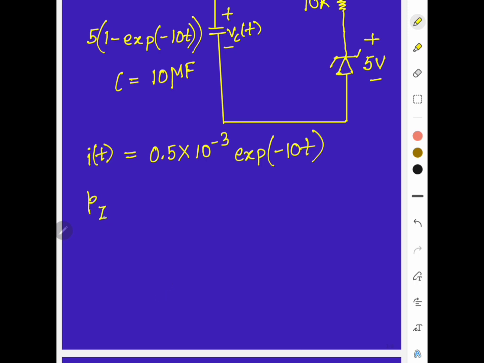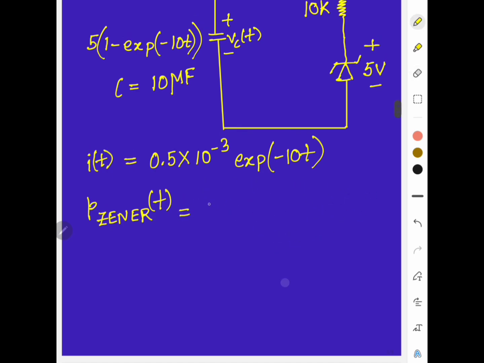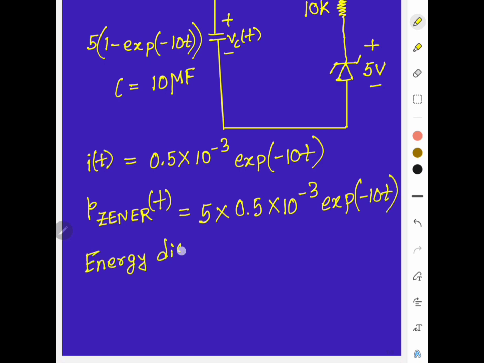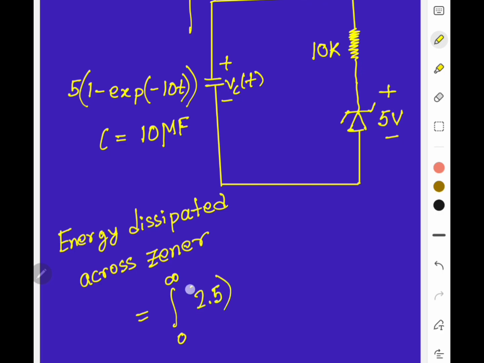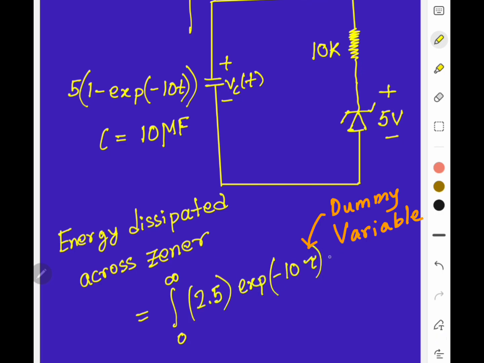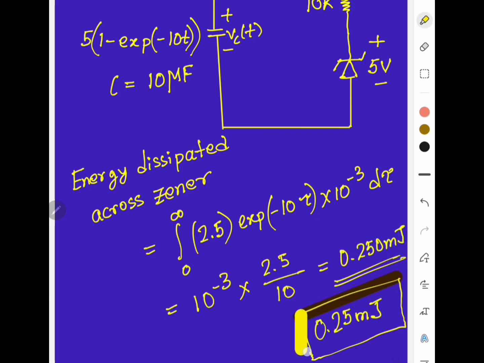So the instantaneous power dissipated across the Zener diode is nothing but the 5 volts and the current flowing through the Zener diode. So it is the product of both. And the current flowing through the capacitor, meaning the discharging current, is equal to the current flowing through the Zener diode. So the energy dissipated across the Zener diode is nothing but an integration of the instantaneous power dissipation across the Zener diode. Calculating the energy dissipated, we would get 2.5 into exponential minus 10 tau into 10 to the power minus 3. And on calculation, we will get 0.25 millijoule of energy.